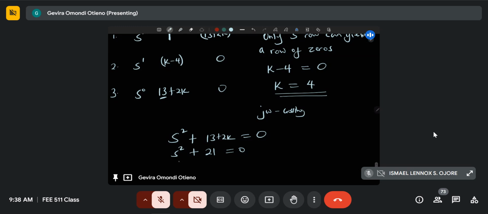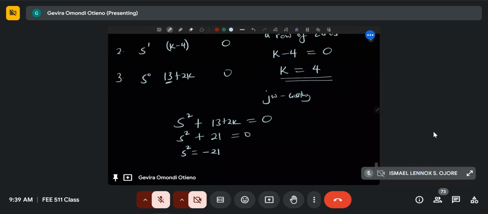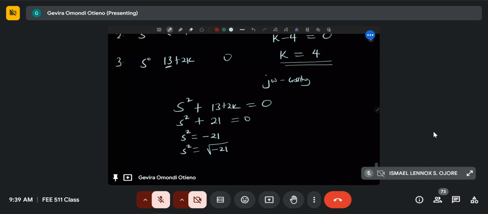So notice the significance of having an even number of roots, because now we are going to have S squared equals minus 21. Therefore, S squared should be the root of minus 21. For those who know their maths, the root of minus 1 is given as J. Okay? So therefore, we can say that S squared.